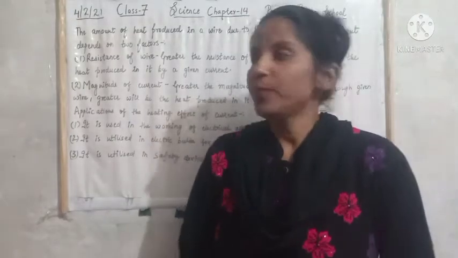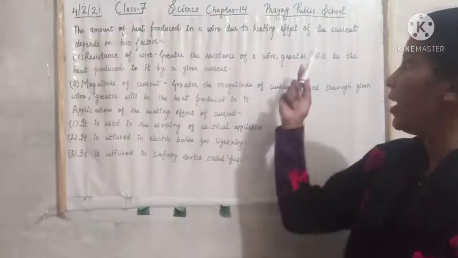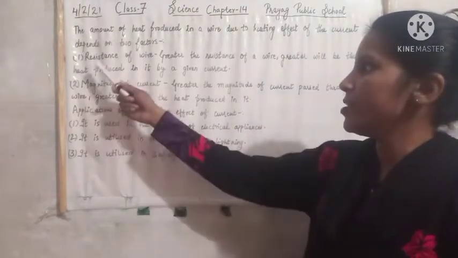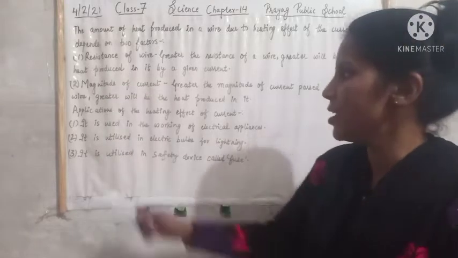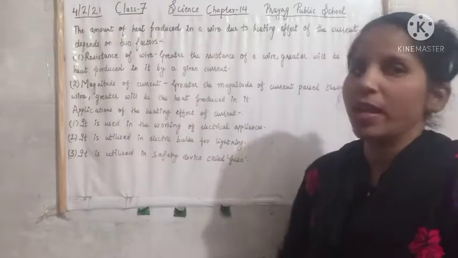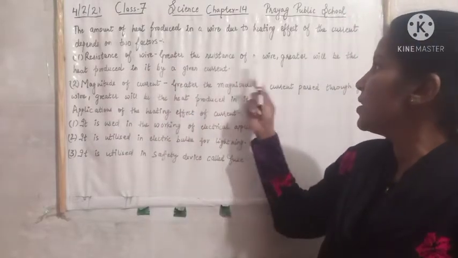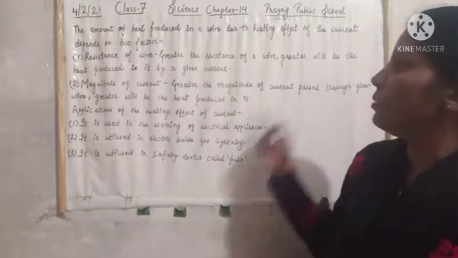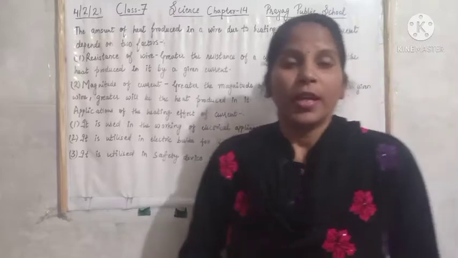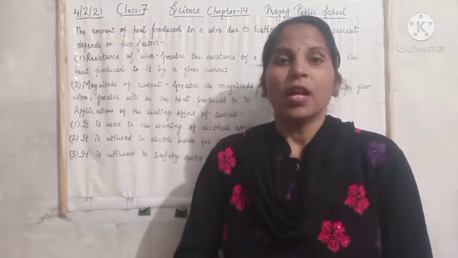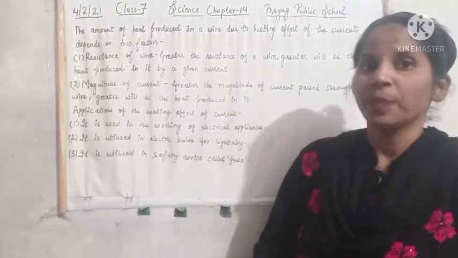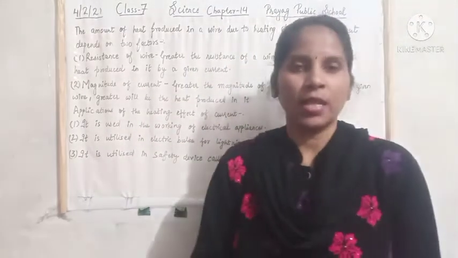The amount of heat produced in a wire due to the electric current depends on two factors. The first one is resistance of the wire, and the second one is the magnitude of the current. Now the first one is resistance of wire. Okay, greater the resistance of a wire, greater will be the heat produced in it by a given current. In this what we have understood is that जितना ज़्यादा resistance होगा, heating effect उतना ही ज़्यादा होगा.